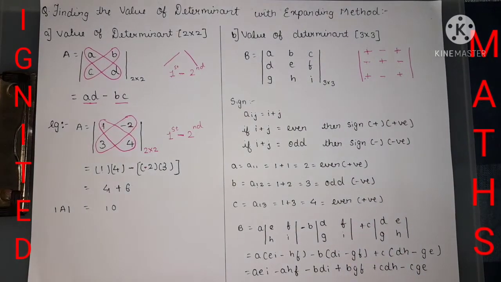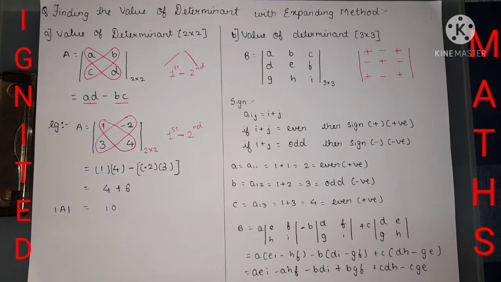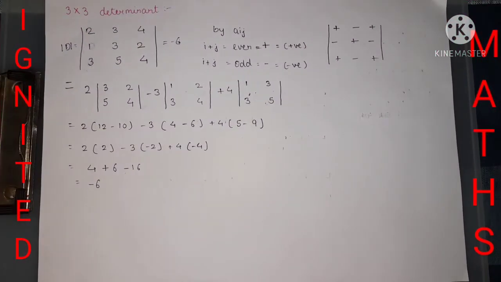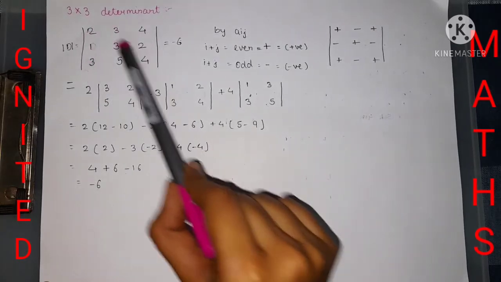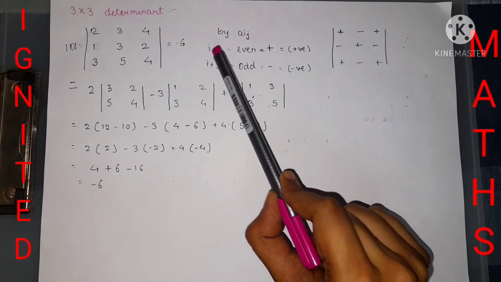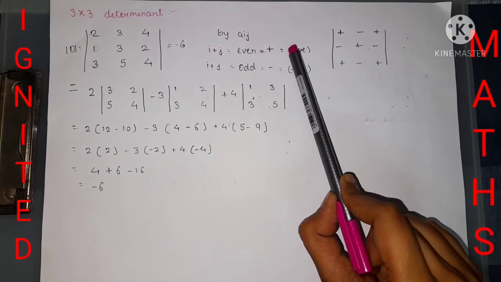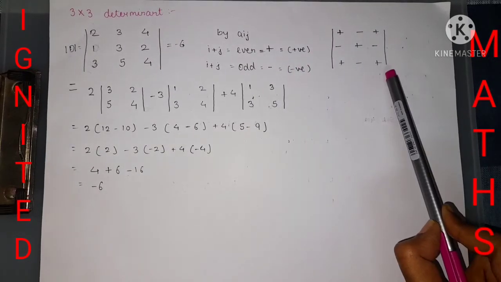It's your choice. If they specifically mention that you need to expand only the first row, that is row 1, then it's compulsory to expand only the first row. If they never mention it, then you can expand any row or any column. Now for example, I have written the 3x3 determinant over here, because there are 3 rows and 3 columns, so 3x3 determinant. And we have also explained the sign. If i plus j is even, then positive. If i plus j is an odd number, then negative sign. I have expressed it over here, right?